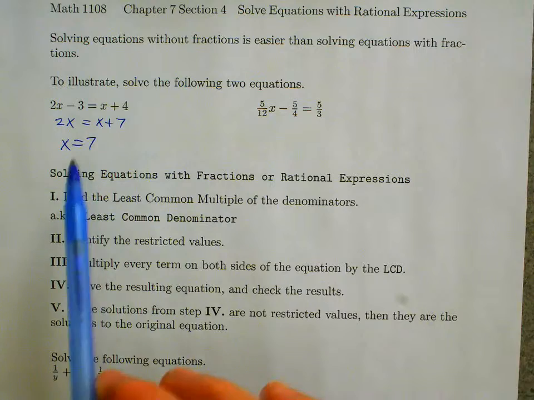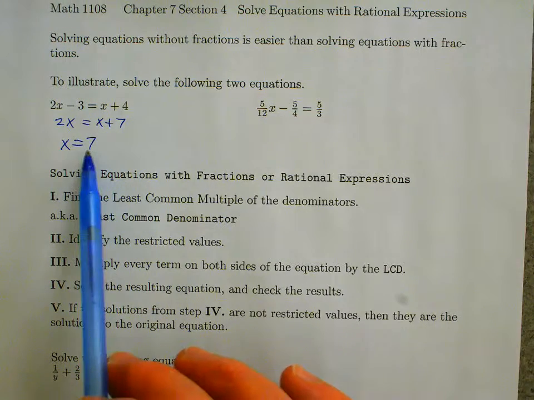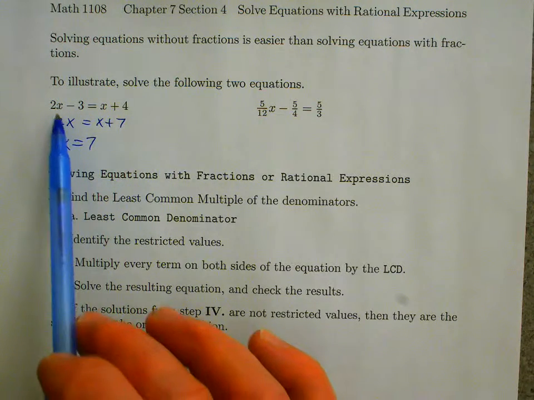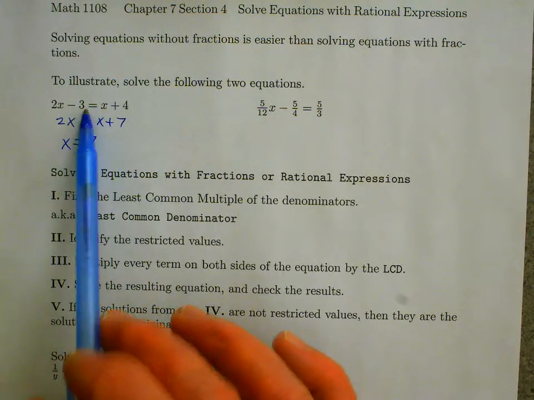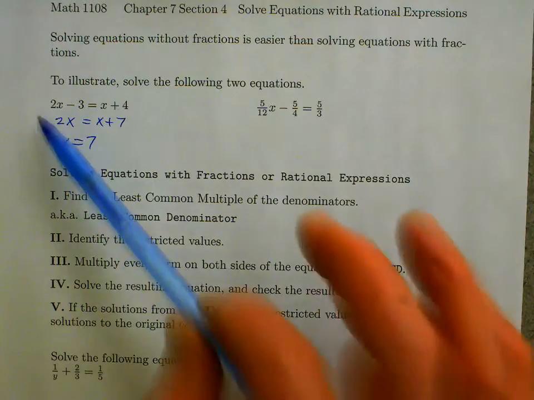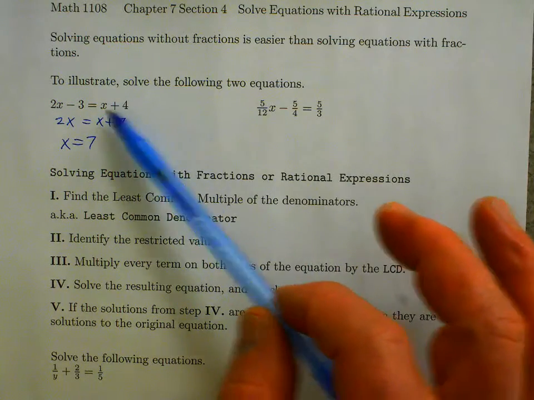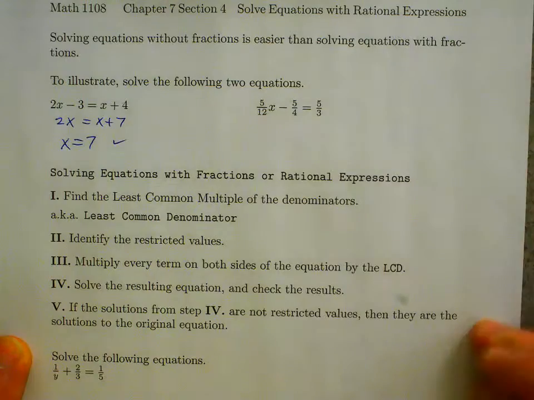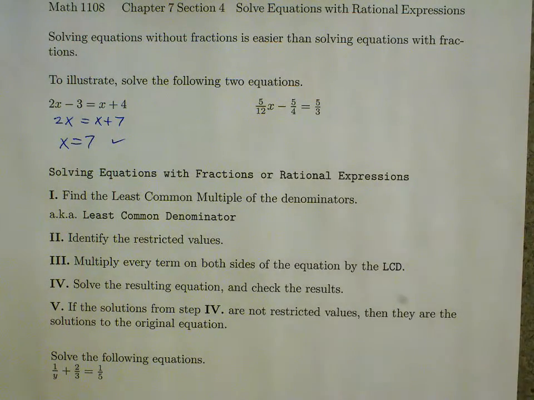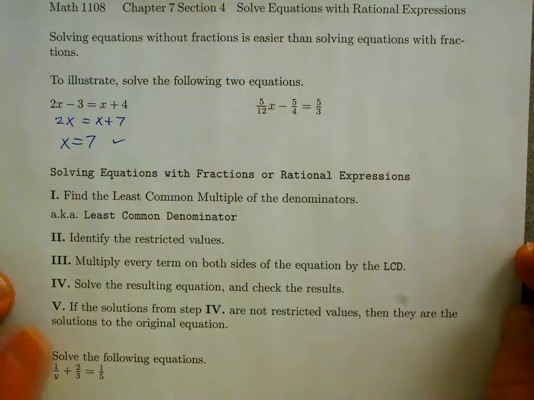And we can visually check to see if 7 is the solution. Replace x with 7. 2 times 7 is 14. 14 minus 3 is 11 on the left-hand side. And on the right-hand side, 7 plus 4 is 11. So that was simple enough. The equation on the right has fractions, so it's not too bad.